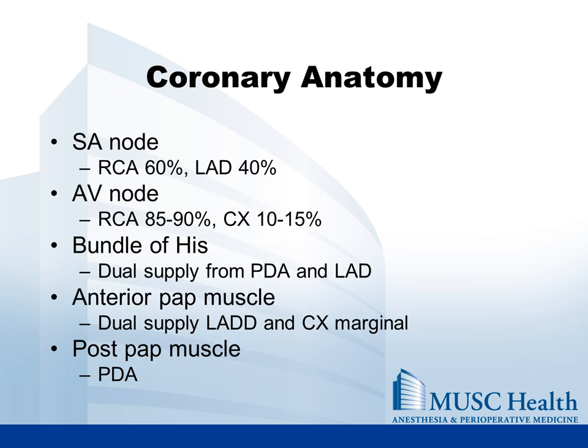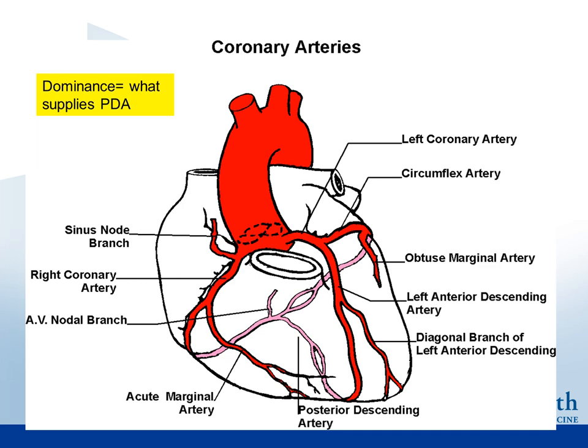So you have two main nodes that help conduct the electrical conduction system from your heart. You have the SA node, probably the most important, and the AV node. Your right coronary artery is going to supply your SA node most often, about 60% of the time. It's definitely going to supply your AV node. It goes through the bundle of His, which gets supply from the LAD and the PDA. And then I won't really mention your papillary muscles too much.